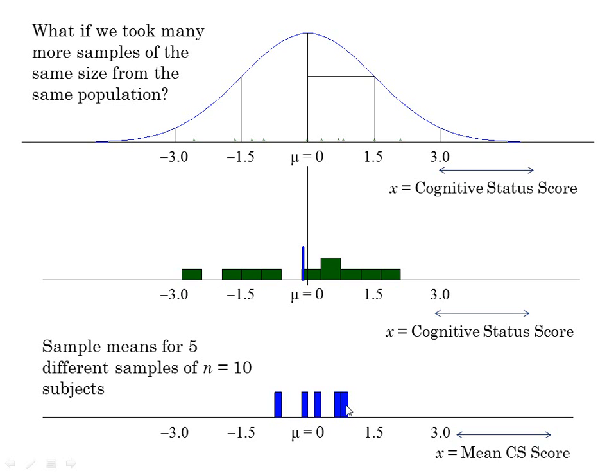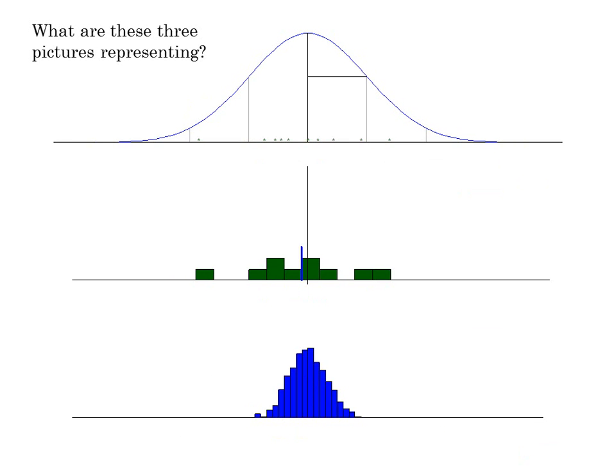Is that clear? What if I did this 1,000 times? Oh, I just did it 1,000 times. That was fast. What is this histogram? That is 1,000 sample means. 1,000 times we sampled 10 subjects from this population, calculated the mean, and dropped it down.